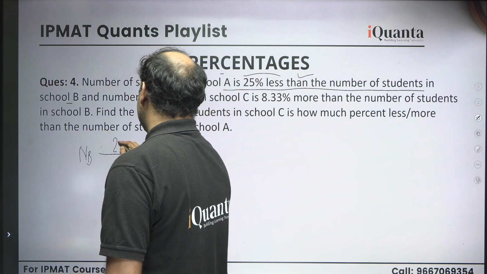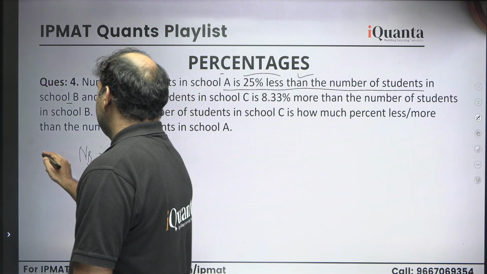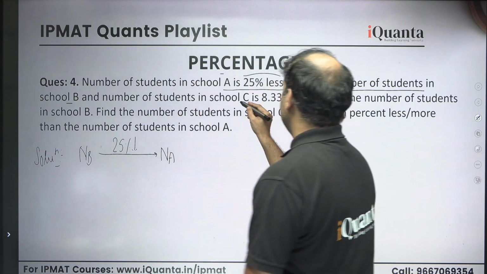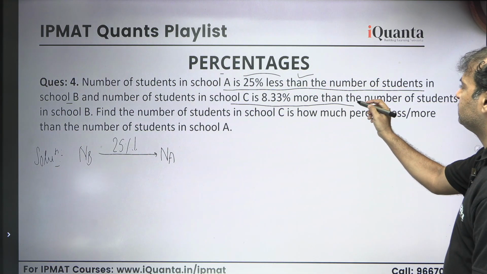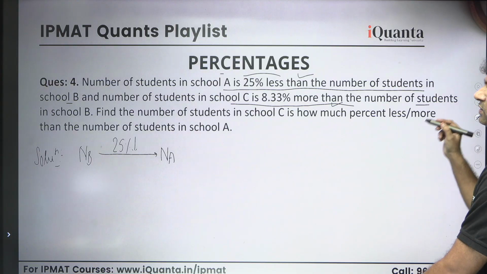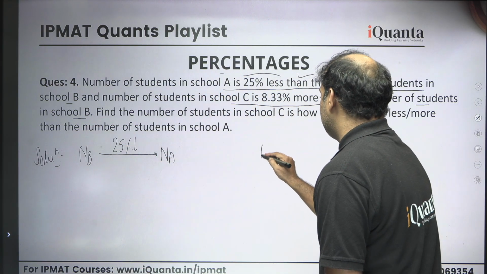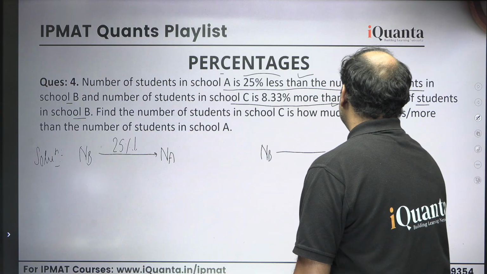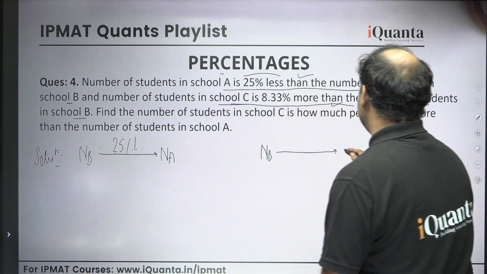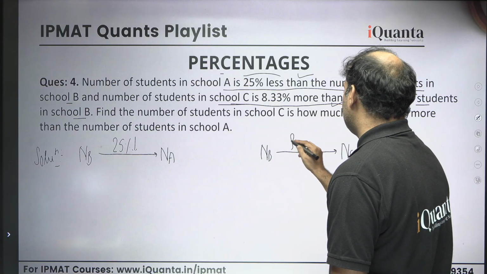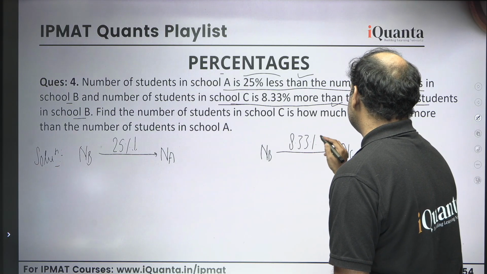All right, fine. Let's look at the second change now, right? The second change is that school C has 8.33% more than the students in school B. So in this change, the number of students in school B is the initial value and the number of students in school C is the final value, right? And it is given 8.33% more, all right? 8.33% more, that's it.